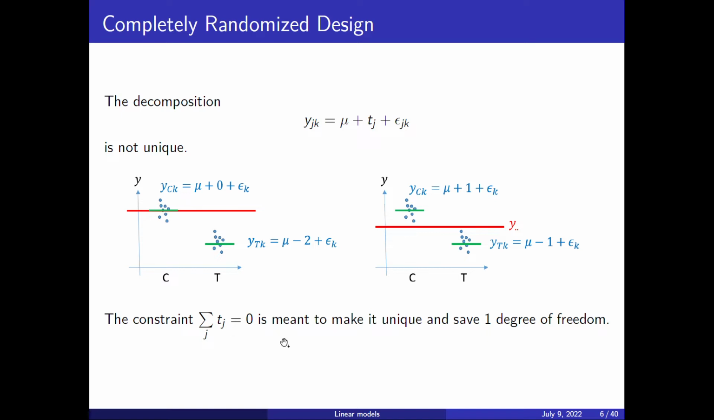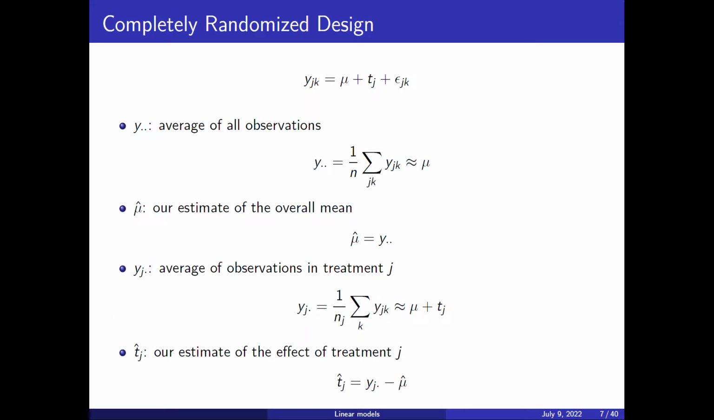One is that it makes the decomposition unique, and the second one is that we will save 1 degree of freedom that we will learn a little bit later what it is. Okay, so we have this decomposition. We have to estimate the different terms, so we have to come out with an estimate of what is mu and what is the effect of the treatment.